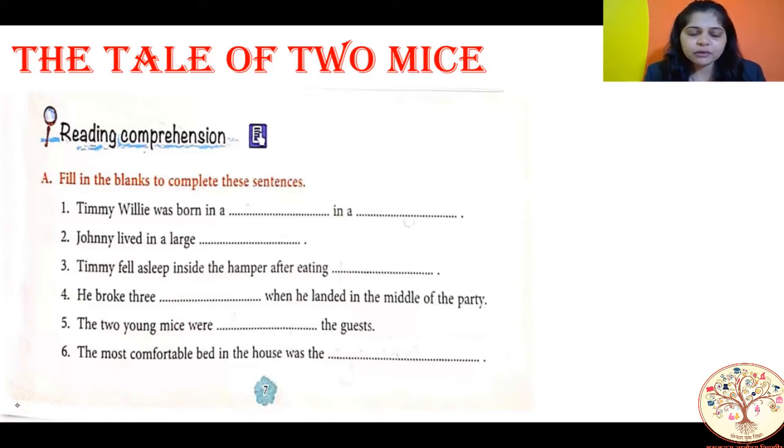Okay. Sixth number. The most comfortable bed in the house was the sofa. Okay. That was the most comfortable bed of Johnny Town Mouse. Okay. That was the hole in the sofa. Clear? Fill in the blanks. FITB sabko clear ho gaya. Next dekhte hain page number 8 mein what we have.